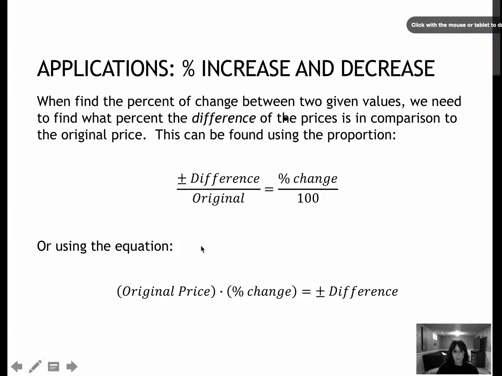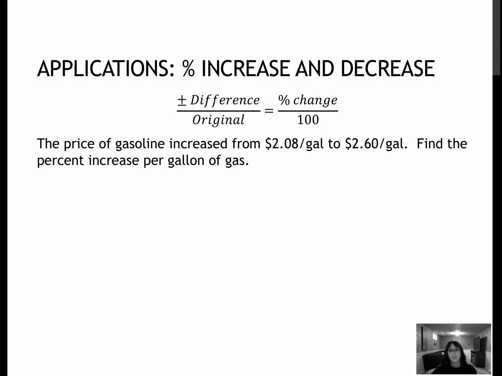Now, of course, you could also use an equation: original price times the percent change equals that difference. I'm not going to do it that way. I like proportions. So the price of gasoline increased from $2.08 per gallon to $2.60 per gallon, and we're trying to find the percent of increase per gallon of gas.